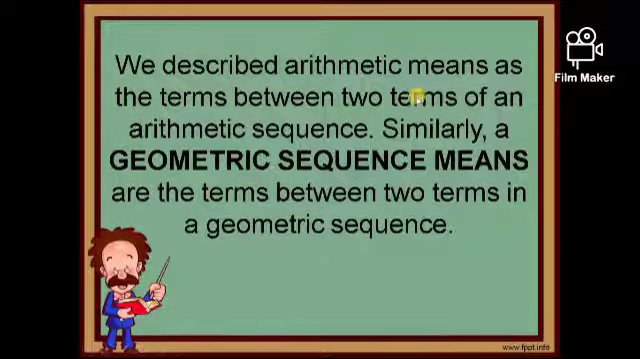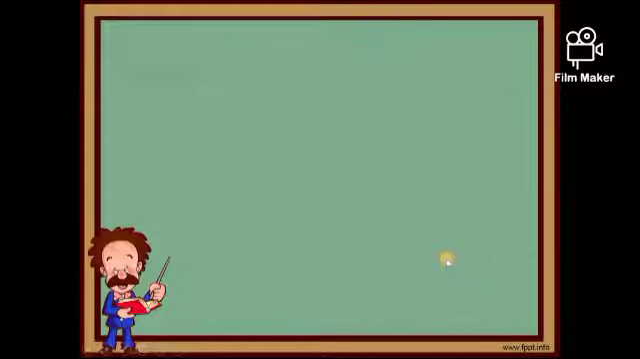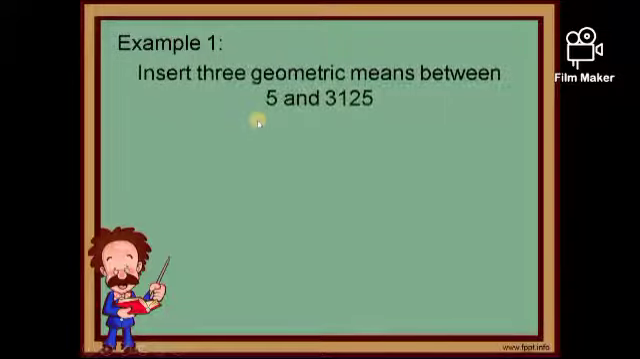We describe arithmetic means as the terms between two terms of an arithmetic sequence. Now, similarly, geometric means are the terms between two terms in a geometric sequence. Let's have an example. Insert three geometric means between 5 and 3,125.